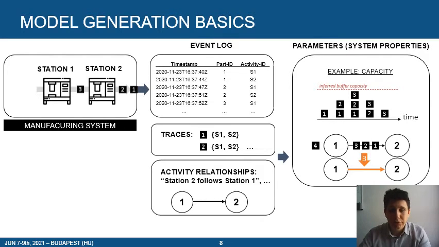Once we have a graph model, we can enrich it with more information. For example, the parameters regarding some system properties. For example, the buffer capacity can be inferred if we observe that at least three parts have been queuing from station 1 to station 2. If we observe this, we can add a property to the arc that indicates the buffer capacity.